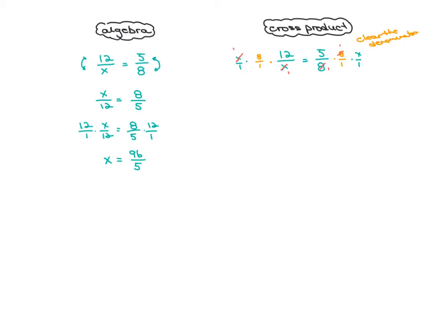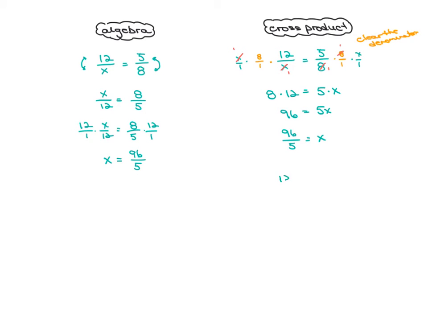And when all this is finished, we're left with 8 times 12 is equal to 5 times x, or 96 is equal to 5x. My last step, x is being multiplied by 5, so I'm going to divide both sides by 5 to get 96/5 is equal to x. Typically, when you're doing the cross product, you don't show this step. Let me just show you a different notation.